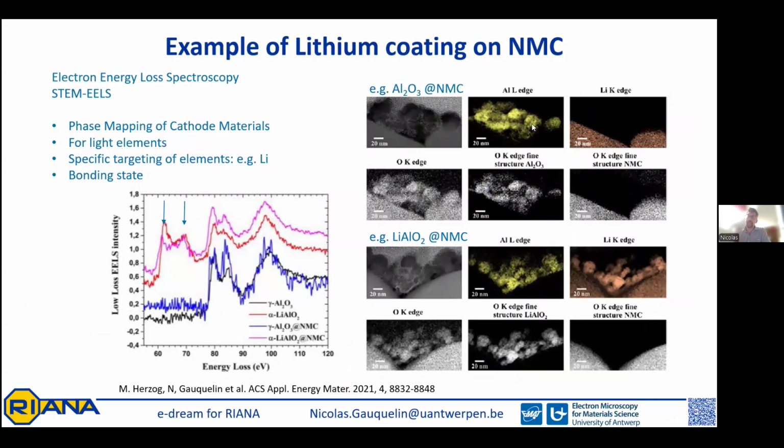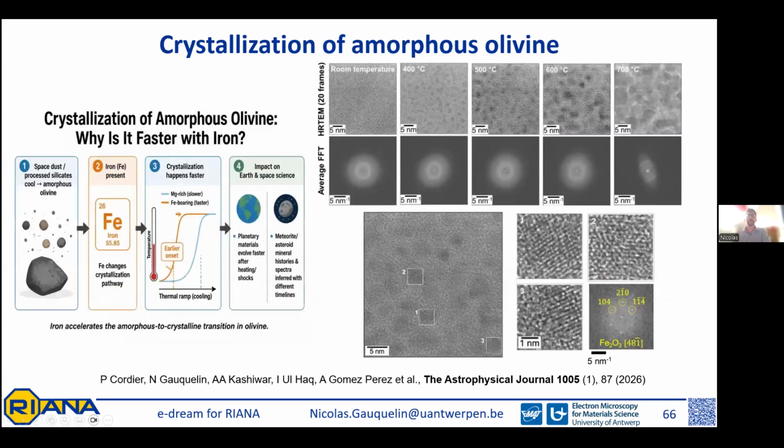One more example is for lithium battery material. What you can do is look at the lithium K edge, like you see here. So here you see the lithium K edge very nicely in EELS. We see the fine structure, and by understanding that fine structure, we can actually understand what is the effect of that coating on the performance of the battery material.